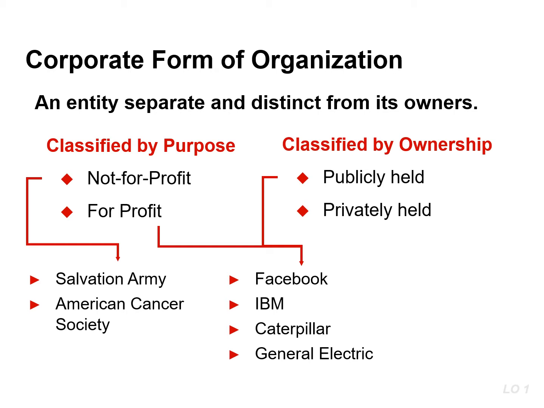Whereas a privately held corporation, often referred to as a closely held corporation, usually has only a few stockholders and does not offer its stock to the general public. Privately held companies are generally much smaller than publicly held companies, although some exceptions exist, such as Cargill.